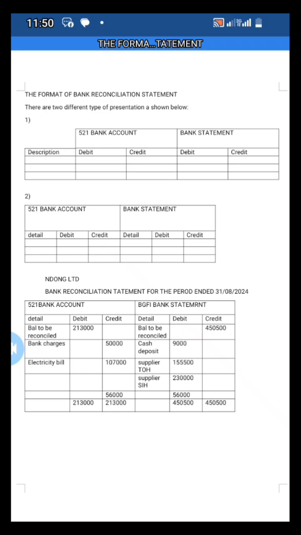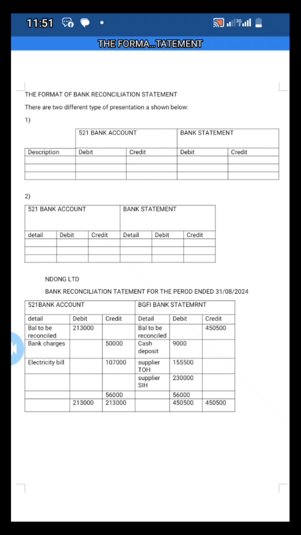So I actually decided to use the second presentation, where we have the detail, the bank, and the detail, the debit, and the credit for the bank account, the detail, the debit, and the credit for the bank statement. So when you look, you will see that we started with the balance to be reconciled. We brought down the debit balance of the bank account, and then we also brought down the credit balance of the bank statement.